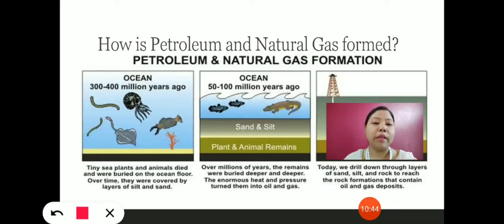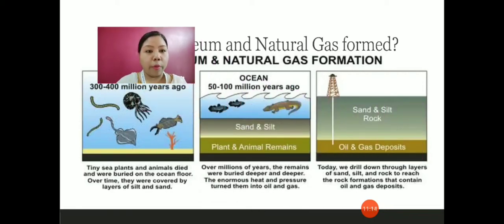So you can see in the picture that the animals that died in water 300 to 400 million years ago are then covered by sand and silt. A layer of sand and silt is formed over the dead remains, and as a result the dead remains got buried deeper and deeper, and the enormous heat and pressure turned it into oil or petroleum and gas, that is the natural gas. And today we drill down through layers of sand, silt and rock to reach the rock formation that contains the oil and the gas deposits.